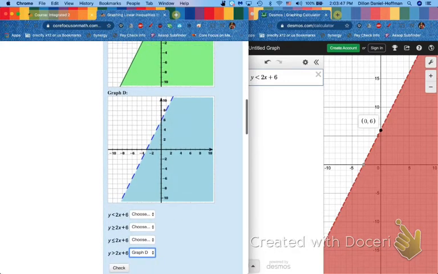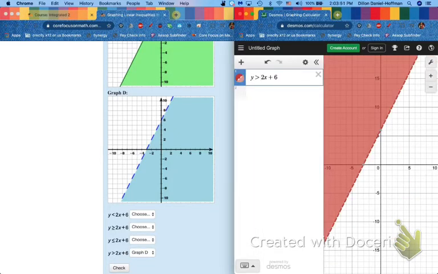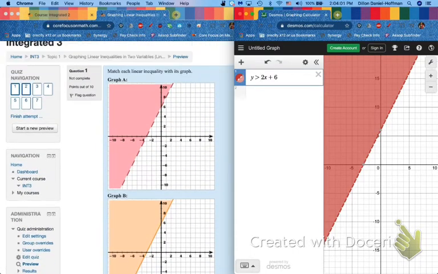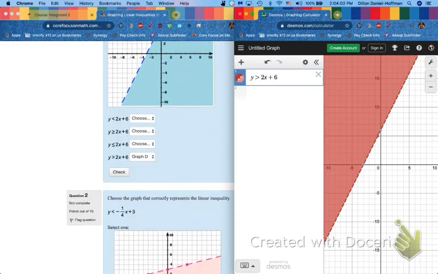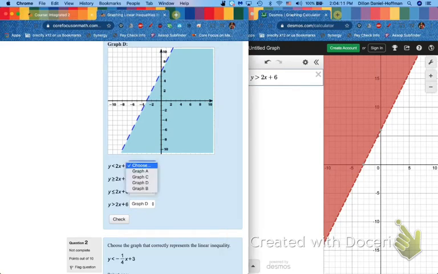All right. Then I can replace this with a greater than sign. And you'll notice a greater than sign now is a dotted line shaded above. So I can find, on the left side, where's my dotted line shaded above? Oh, it's A. So I'm going to find that on my graph. Oh, I messed up on this already, didn't I? So my less than was graph D. My greater than is graph A.